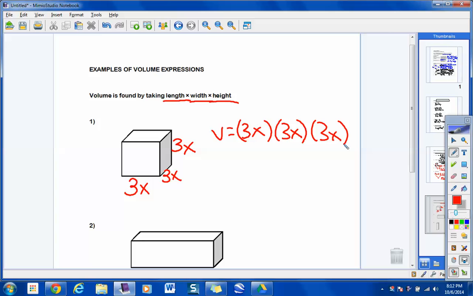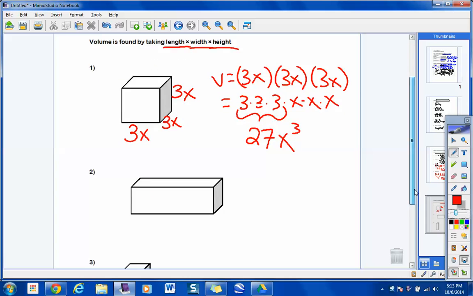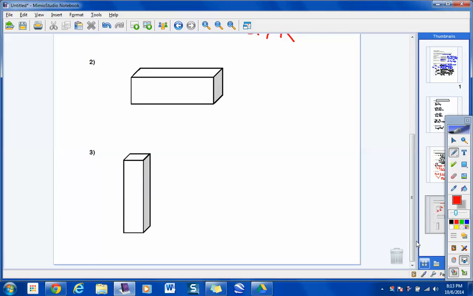Simply put, this becomes 3 times 3 times 3 times x times x times x. The product of the 3's is 27. Down here you would have x to the third. I'll give you a couple here to try, and then I'll throw the answer up in a second after you've tried them. Let's call this 2x, 2x here, 2x here, and maybe 5xy. Take a minute and see if you can come up with the volume expression for this.